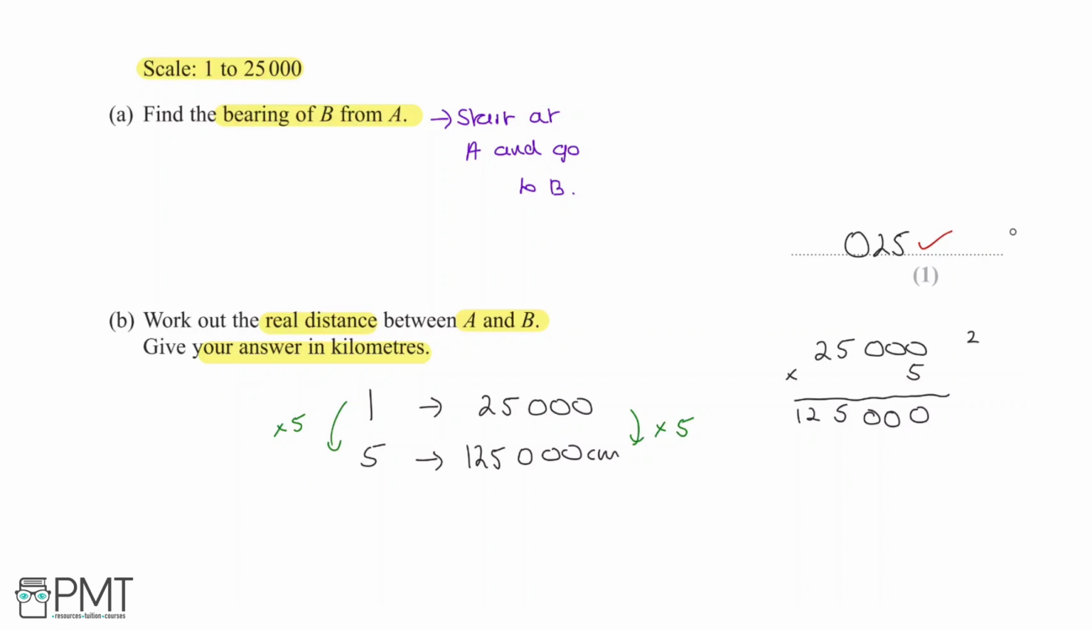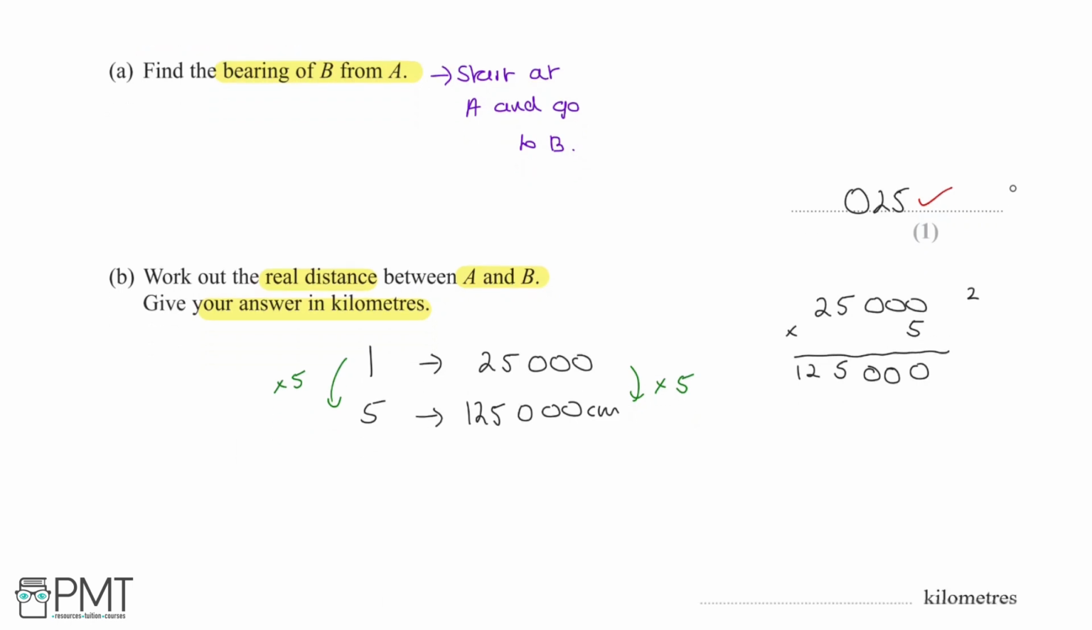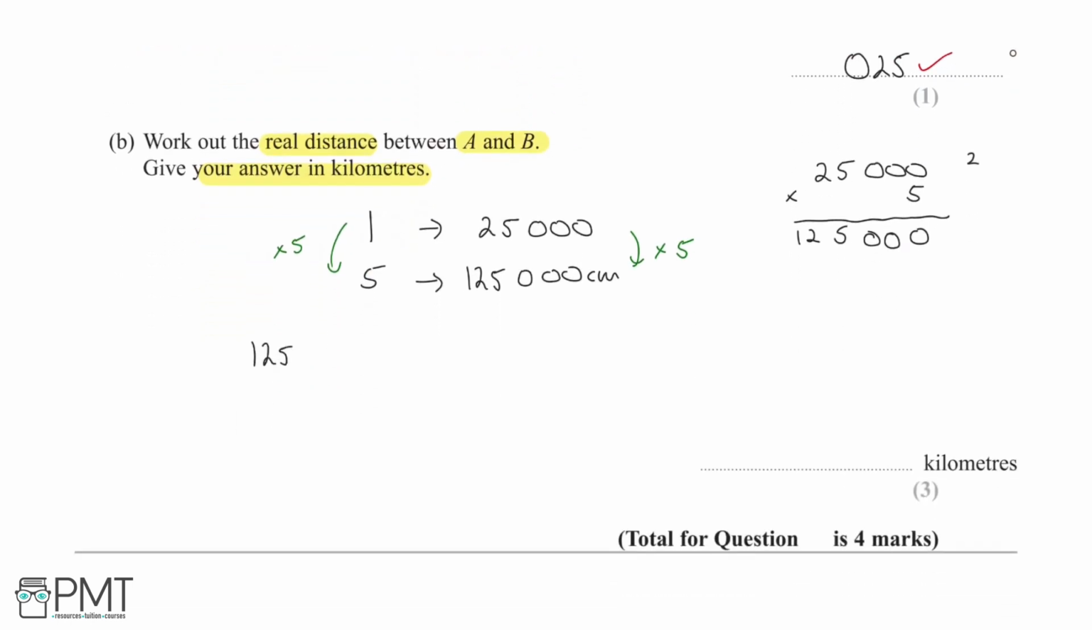centimeters. To convert this into meters we're going to divide by 100. So 125,000 centimeters equals 1,250 meters, because all we're doing is dividing by 100. And then to convert 1,250 meters into kilometers, we're going to divide by 1,000. It's going to be 1.25 kilometers. So 1.25, like that.